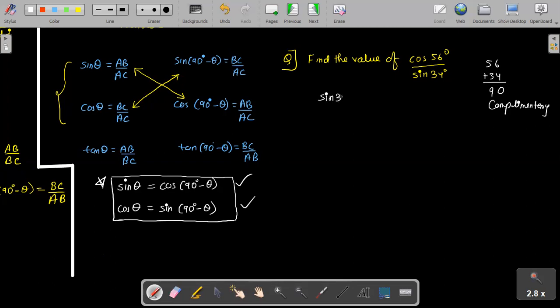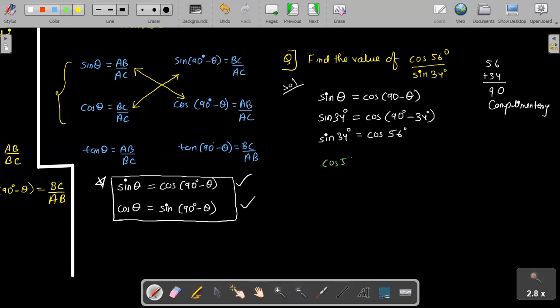Sin 34 degree. We have a formula that we just studied for the ratios: sin theta we can write as cos 90 minus theta. I'm doing the solution here. So similarly, sin 34 degree gives cos 90 degree minus 34 degree. What will be the answer? 90 minus 34 is 56, cos 56. So in place of sin 34, I can put cos 56 in the question. Our question is cos 56 degree divided by sin 34 degree. So I write cos 56 as it is, and in place of sin 34 I put cos 56. So both values are the same. I can just cancel it and get the answer. That's 1.